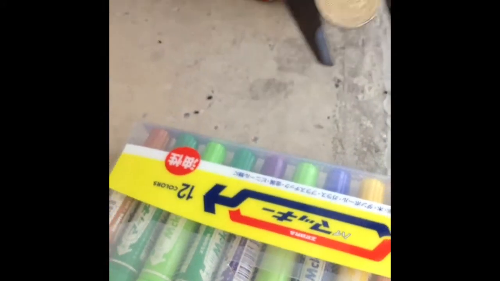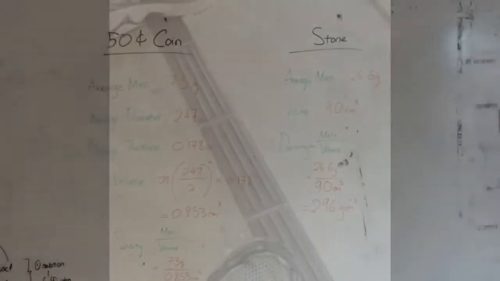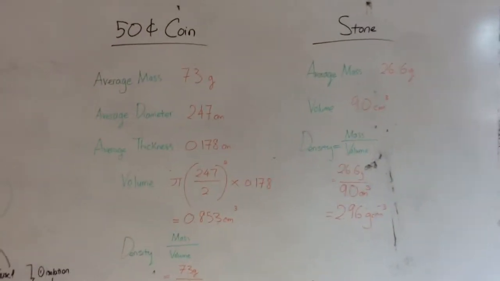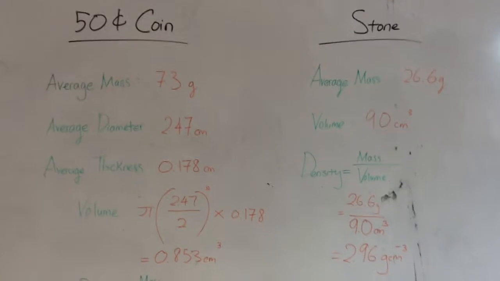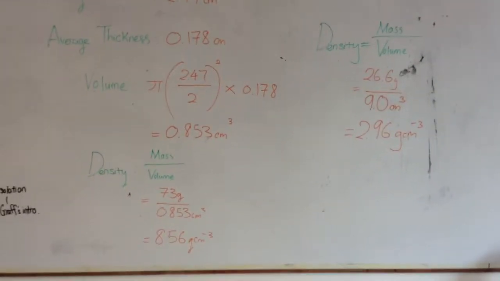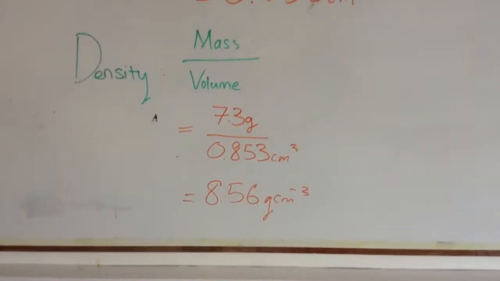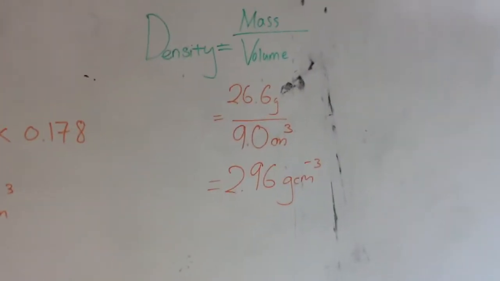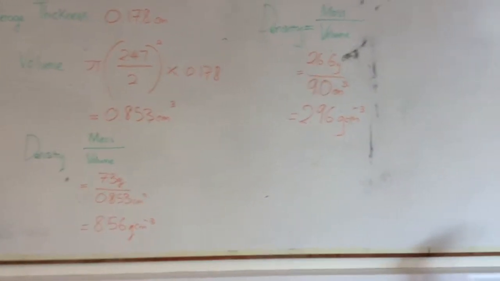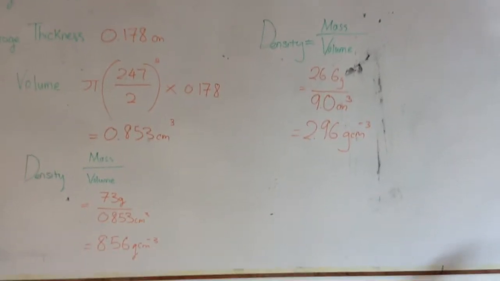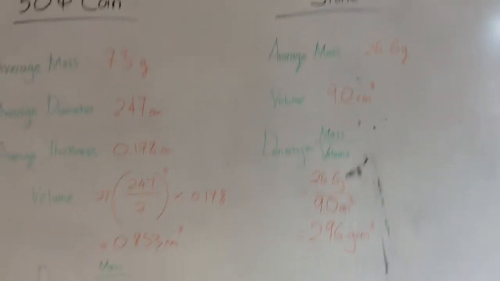Okay, now we shall tabulate all the data onto a whiteboard. As you can see, we have now tabulated the data from our previous measurements, and we have calculated the density of each of these. This is the density for the 50-cent coin, and this is the density for our stone. And so we derive that the density of the coin is higher than that of the stone.